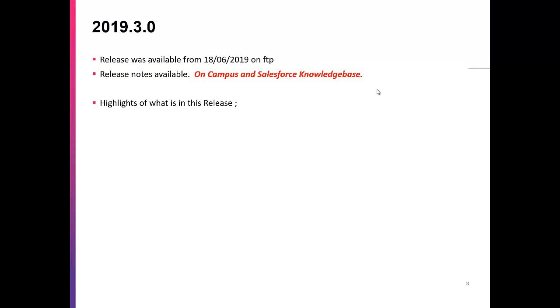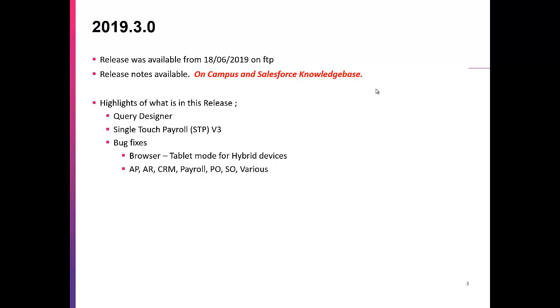So the highlights of what's in this release. Query Designer. Single Touch Payroll, or STP, version 3. There's some bug fixes. These include, on the browser, what we're kind of calling a tablet mode for hybrid devices. I'll explain what that is and why. And there's some bug fixes in these areas. I'll let you read that for yourself. So, across the spectrum.